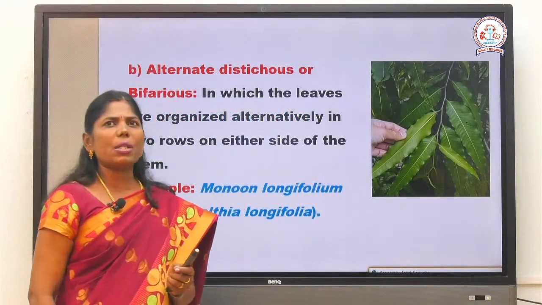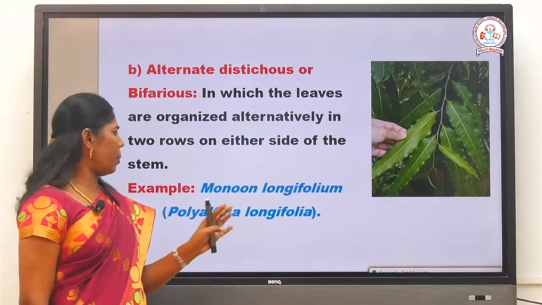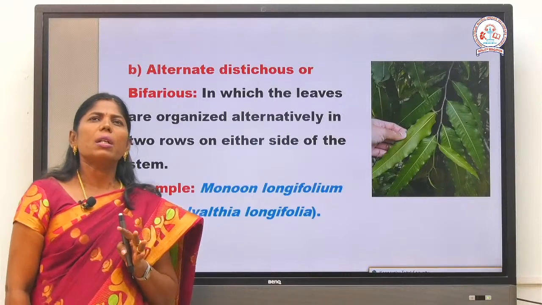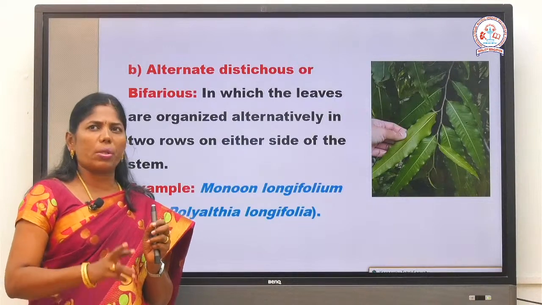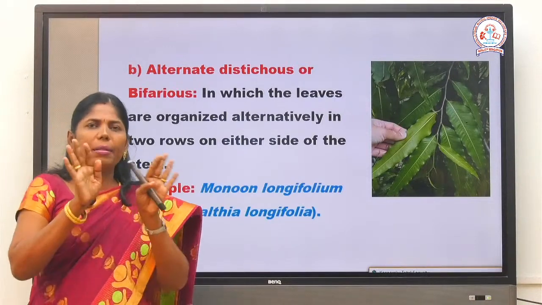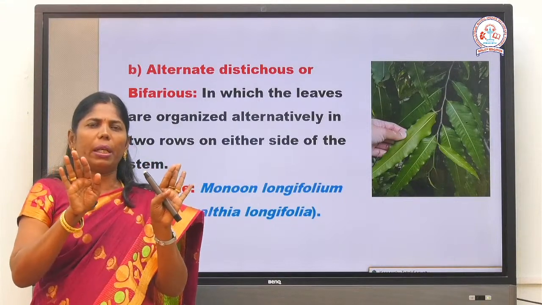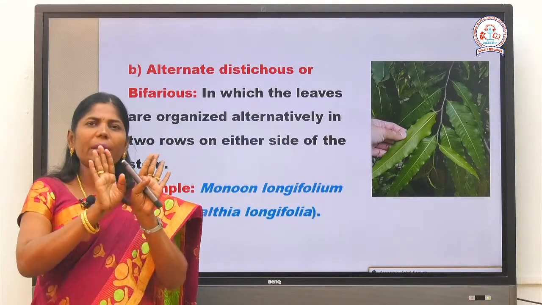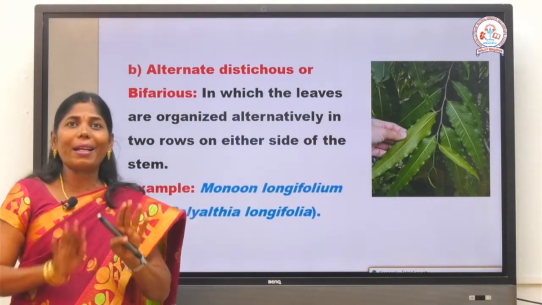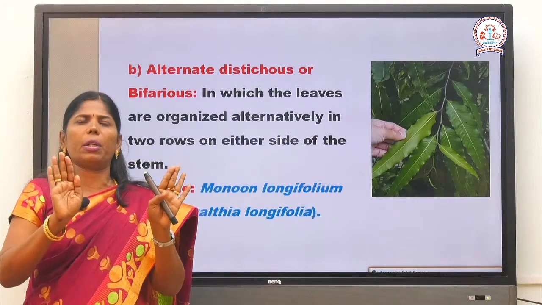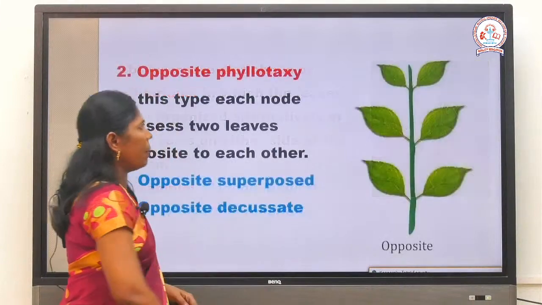Next, alternate distichous or bifarious. The best example here is Polyalthia longifolia. Here the leaves are arranged alternately, but in two rows, on either side of the stem. It is not like a spiral; it is opened out, flattened like a structure on either side of the stem. That is alternate distichous. Polyalthia longifolia is the example for that.